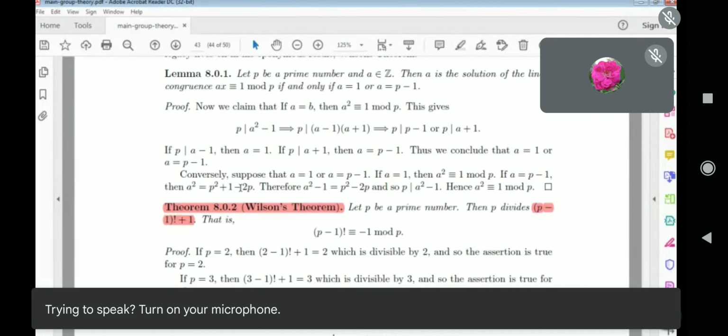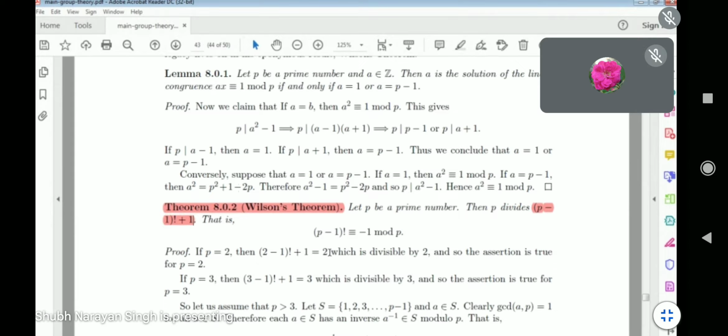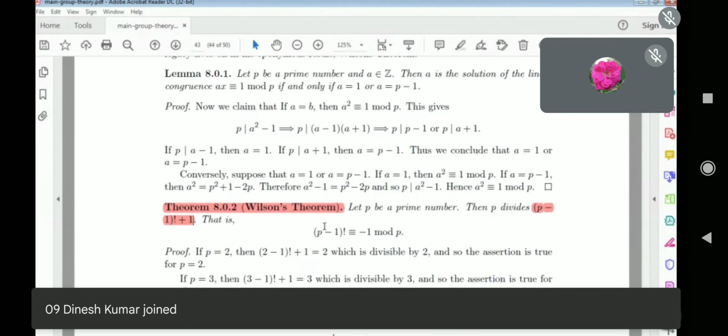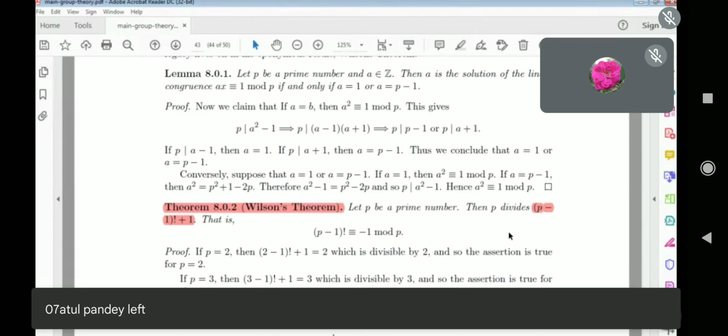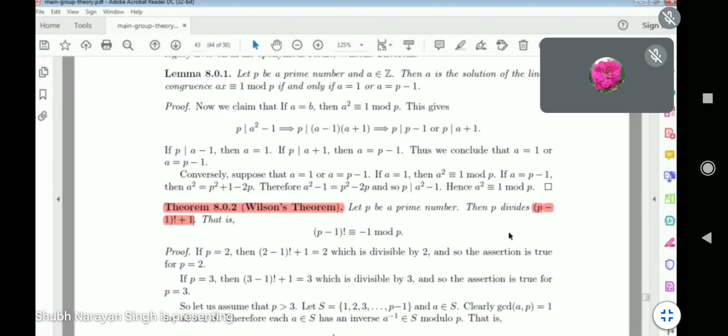In congruence terms, we can write it this way: (p minus 1) factorial is congruent to minus 1 modulo p. So either you say that p divides (p minus 1) factorial plus 1, or you say that (p minus 1) factorial is congruent to minus 1 modulo p. Both statements are the same, either in congruence form or in simple division form. So Wilson's theorem says that any prime number p always divides (p minus 1) factorial plus 1.